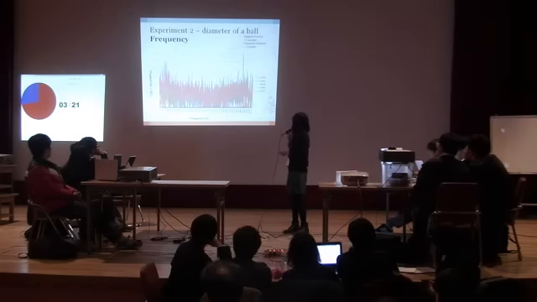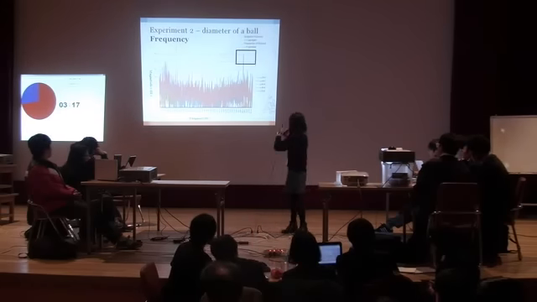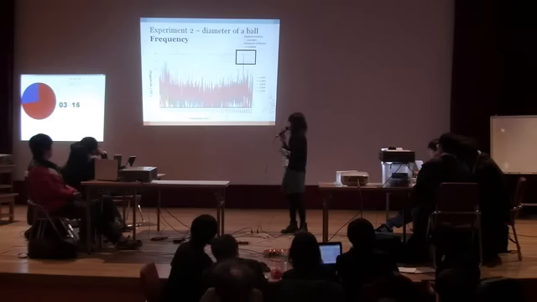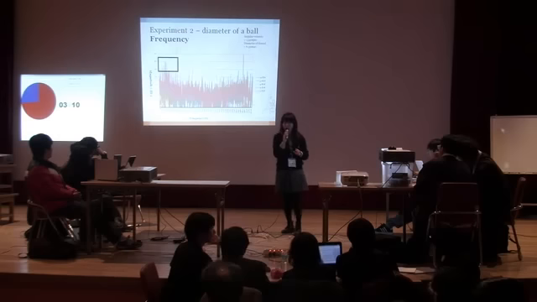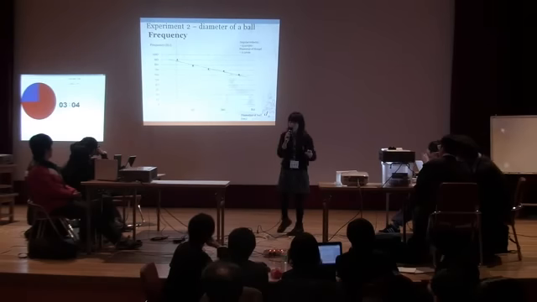So this is the frequency graph. When you change the diameter of the ball, the upper peaks do not change. However, these lower peaks actually change according to the diameter of the ball. So about these points, the frequency gets decreased when we increase the diameter of the ball.